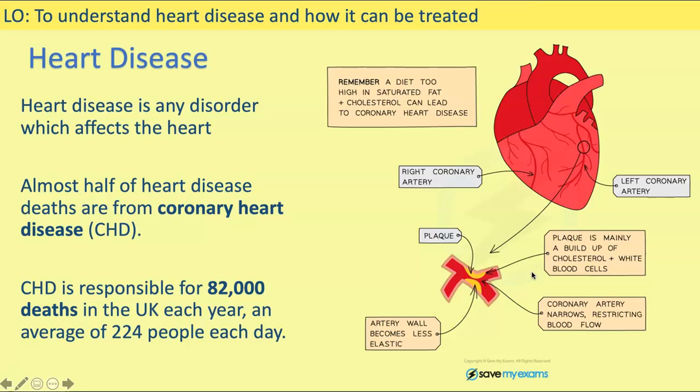This diagram here shows us what is actually happening inside an artery of a patient that suffers with coronary heart disease. So you get a buildup of something called a plaque, and a plaque is a buildup of mainly cholesterol but also white blood cells, and it causes the lumen of the artery to become a lot more narrow.